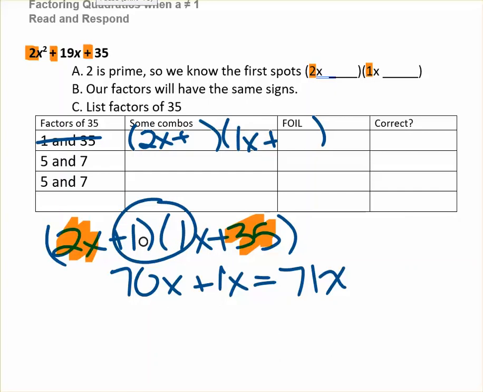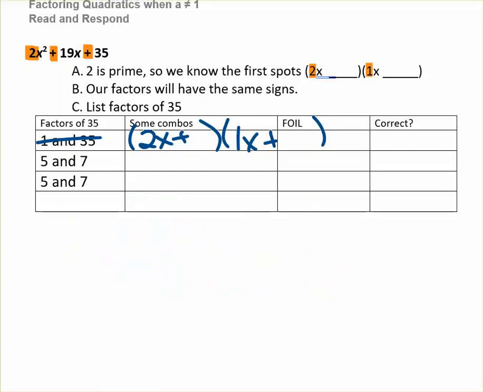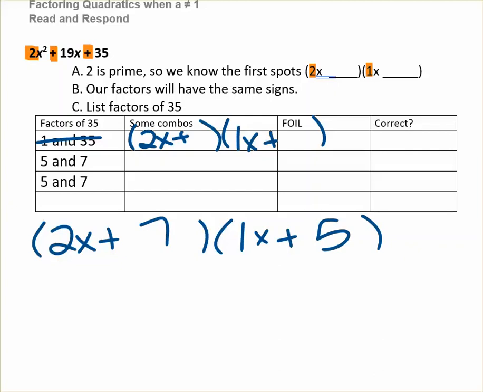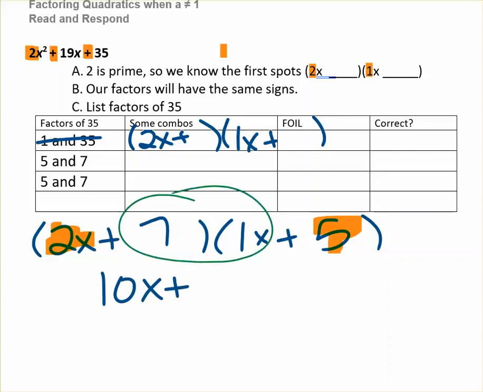So now we're going to try our next factors, 5 and 7. Okay, so we're going to put them in. So I have 2x plus, and then 1x plus. And then, here's where your guess and check comes in. I'm going to try to figure out where I want the 7 and where I want the 5. Okay, so I'm going to now FOIL, do my first. So my outside 2x times 5 gives me 10x, plus now I do my inner, 7 times 1x is 7x. Okay, that gives me 17x. I'm looking for 19x. I'm getting closer, but this did not work.